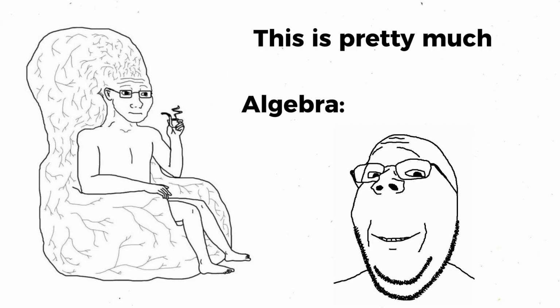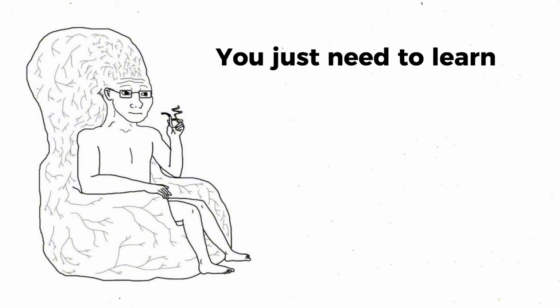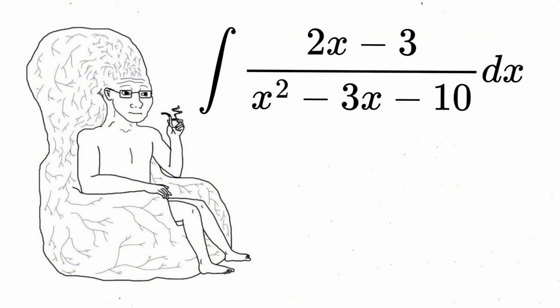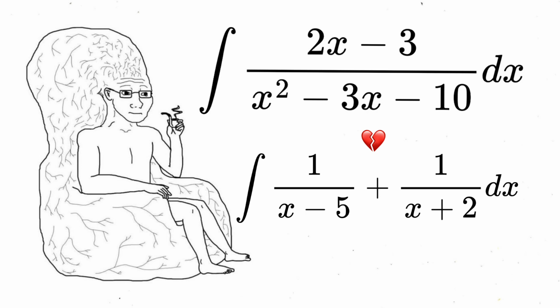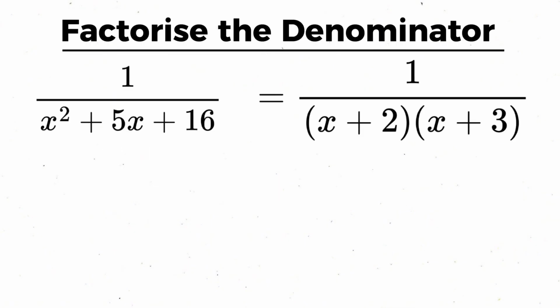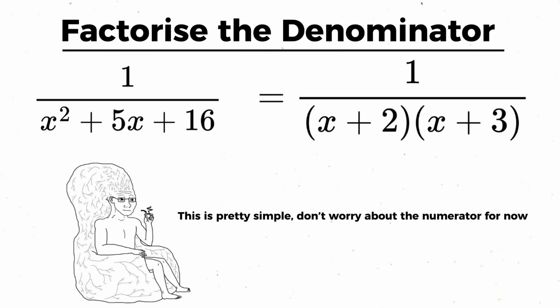This is pretty much algebra in disguise because you just need to learn partial fractions decomposition, which is just breaking up a monstrous fraction into a sum of smaller ones. We do this with 3 simple steps. Step 1. Factorize the denominator. This is pretty simple, don't worry about the numerator for now.